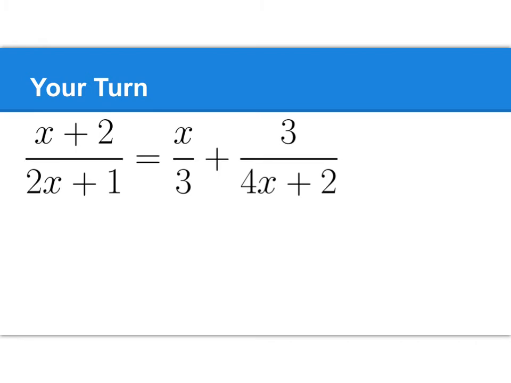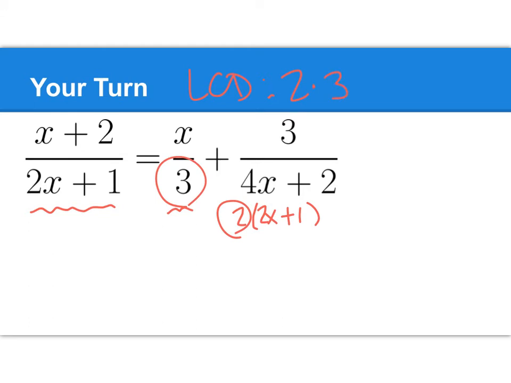So let's go after that LCD. First off, the first denominator does not factor. There's nothing we're going to do about that. And for that matter, 3 doesn't factor. The only thing that we have here to work with is a 2 times 2x plus 1. So our least common denominator needs to include both the 2 and the 3 that are monomial factors, and it also needs to include a 2x plus 1.